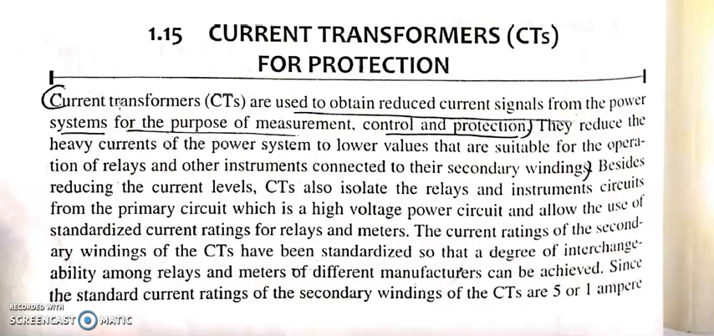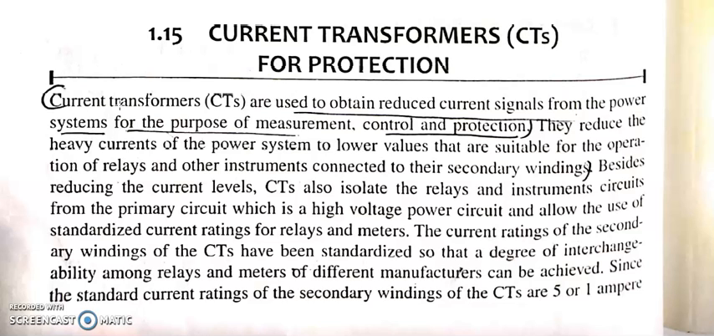Current transformers are those which are used to obtain a reduced current signal from power systems. That means it steps down the current value from higher to lower. You should not understand step down to mean voltage. It steps down the current value from higher to lower, so as to measure, control as well as protect the system. These are the three things for which we use current transformers.